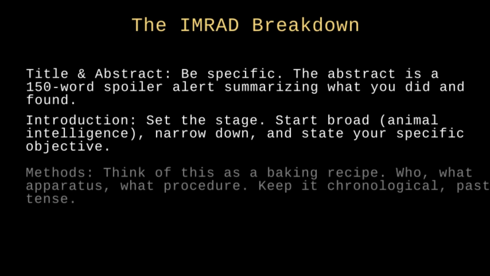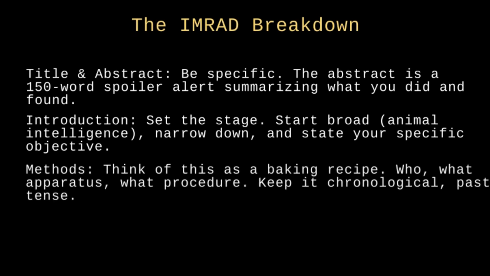Next up is the methods section. Think of this as a baking recipe. If someone in a lab in Tokyo reads your paper, they should be able to recreate your exact setup. Who was involved? Emily, an adult chimpanzee, tested in a fasted state. She had no breakfast. What was the apparatus? 1 banana, a cage, and 2 hollow tubes of different widths.